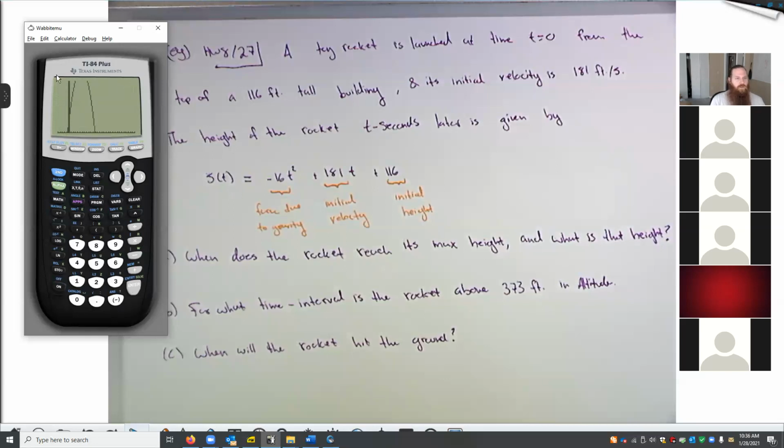How should I change my window settings? What changes should I make to the window settings here in order to get a better picture? I can't see the whole parabola. I'm missing the vertex, which I know is important to me. And I've also got all this space out here on the x-axis that I'm not really using. So if I want to get a better picture, what should I change?